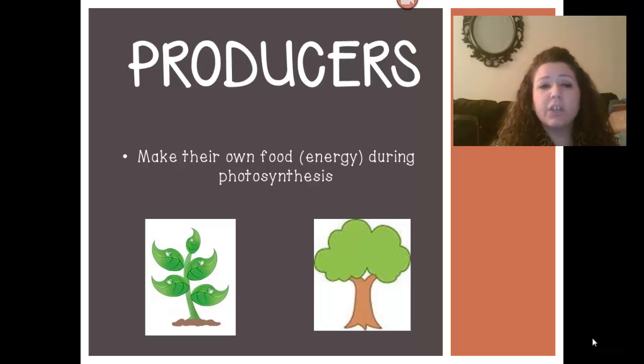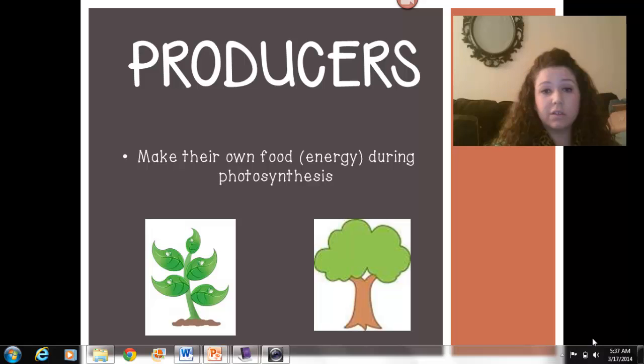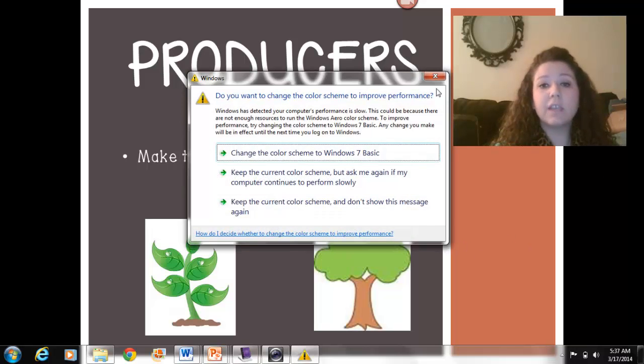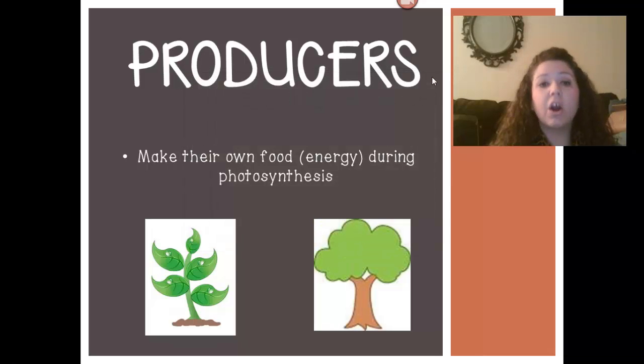The first important piece of vocabulary that you need to know, and make sure you're writing this under the correct tab in your journal, is the producers. The producers are the organisms in our food chain that make their own food during photosynthesis. You just learned about photosynthesis. Who are those organisms that make their own food? Right, plants. So our plants are our producers.